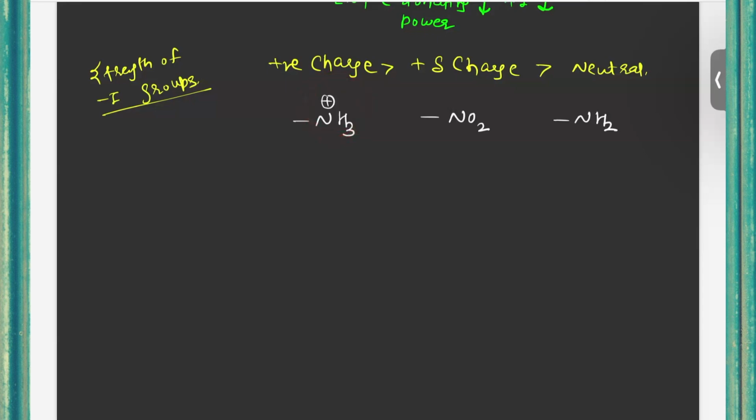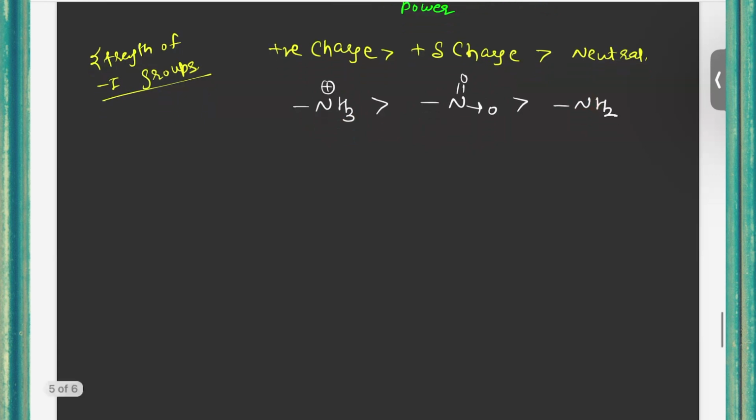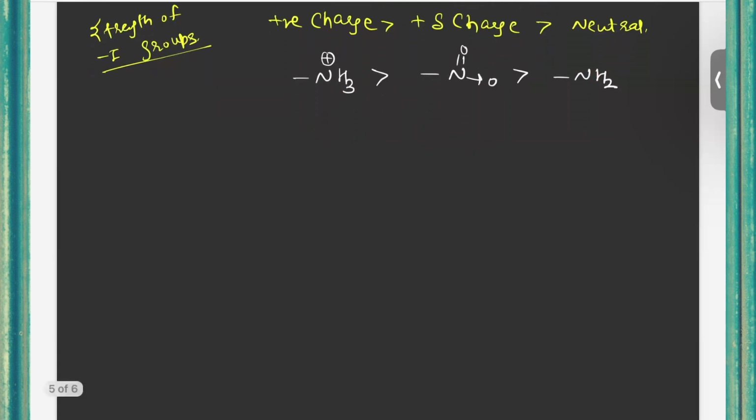So beta, from here you can see this is the one which is having complete positive charge, so highest minus I. Then this is the one which is having partial positive charge, right? It is having partial positive charge. And then NH2 which is neutral, it is not having positive charge, right? So from here we can say this will be the order of minus I effect.